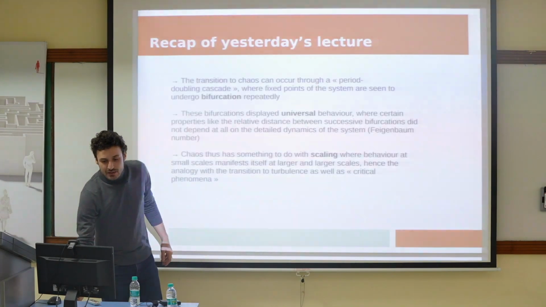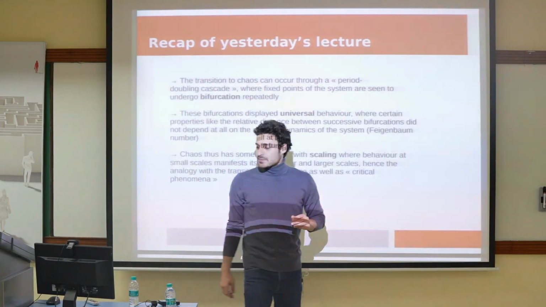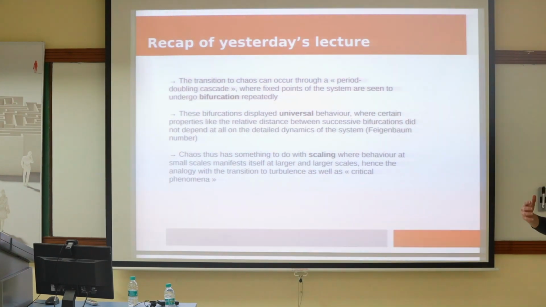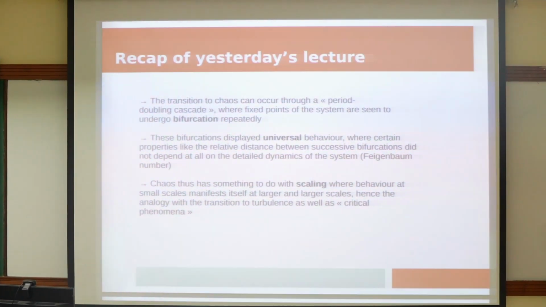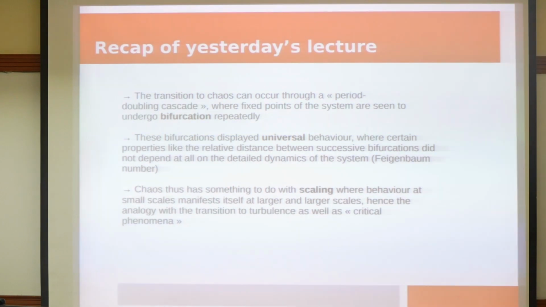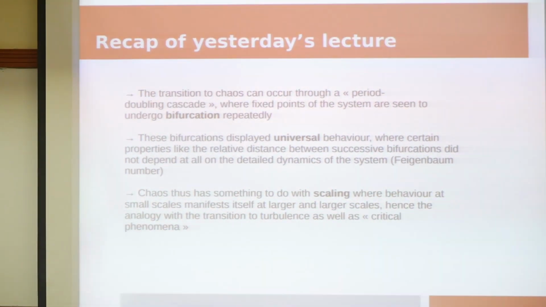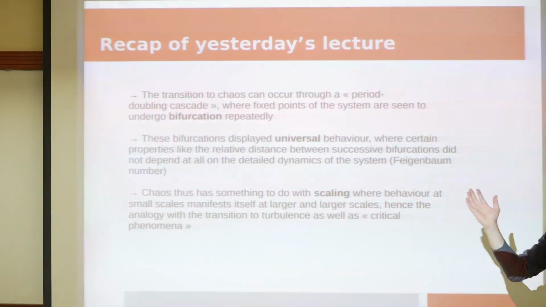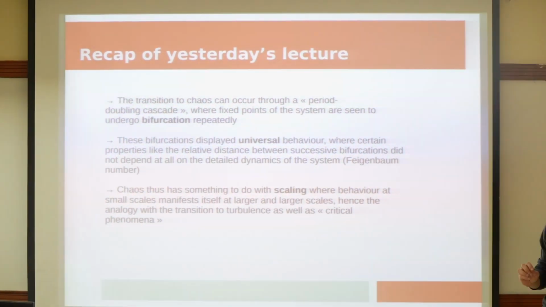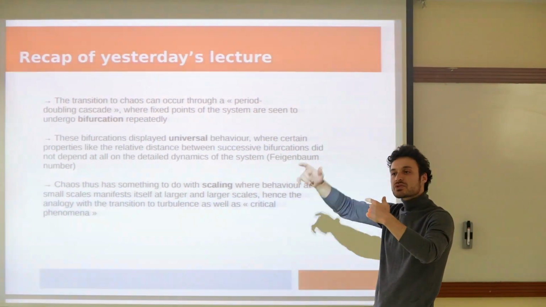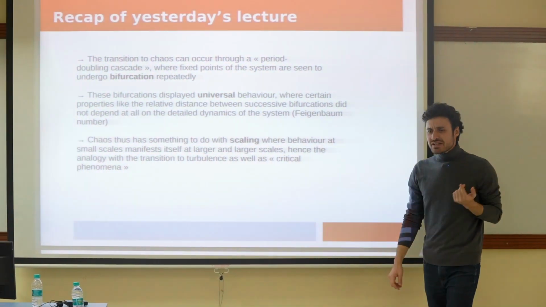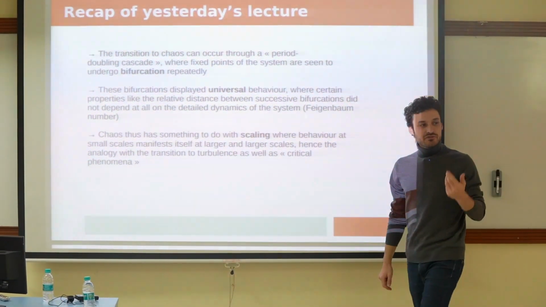Okay. So first of all, a quick recap of yesterday's lecture. We saw a possible route to chaos, how a system goes from being periodic, well-behaved, to becoming chaotic. We saw that as you increased certain parameter values, fixed points of the system were destabilized, and it was these bifurcations, the fact that these fixed points are no longer stable, that drove the system on the route to chaos.